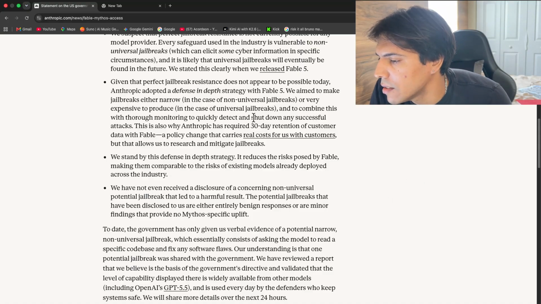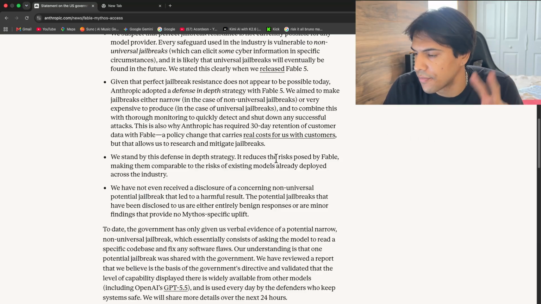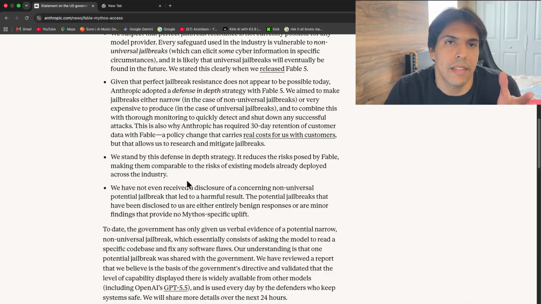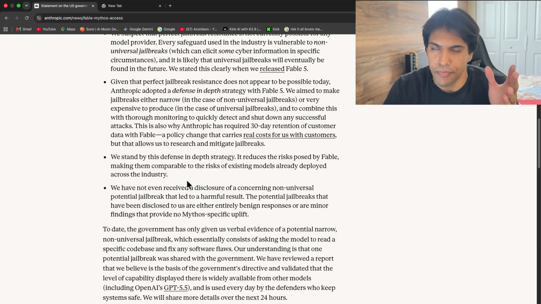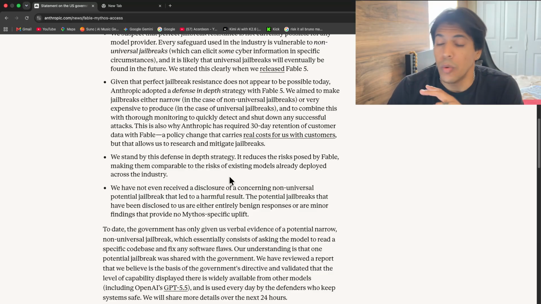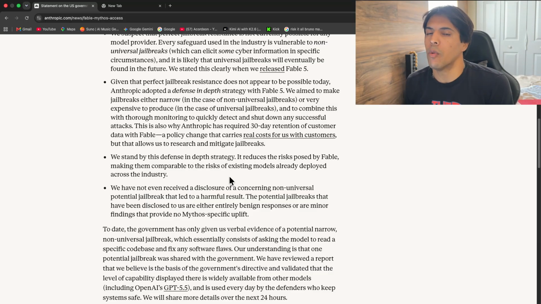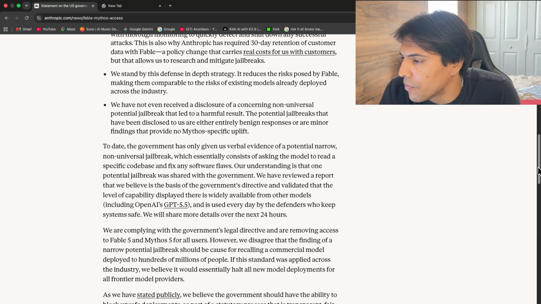So the next thing, we stand by this defense in-depth strategy, right? It reduces the risk posed by Fable, making it comparable to the risk of existing models already deployed across the industry. So they already run tests. They tested this with all the previous models to see if this happened with the most recent one that we created, and what's gonna happen to the other ones. So they gotta make sure everything is covered. So let's keep going, right?